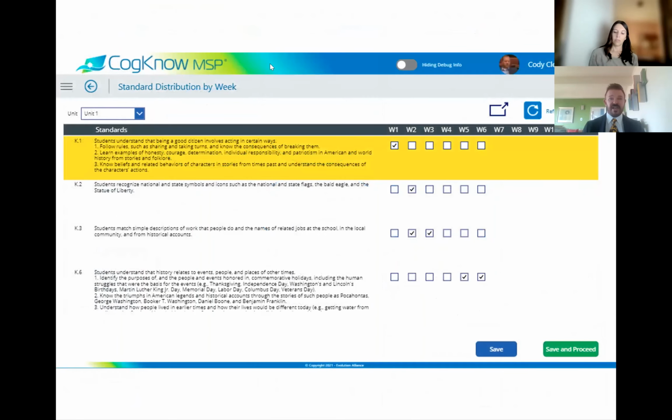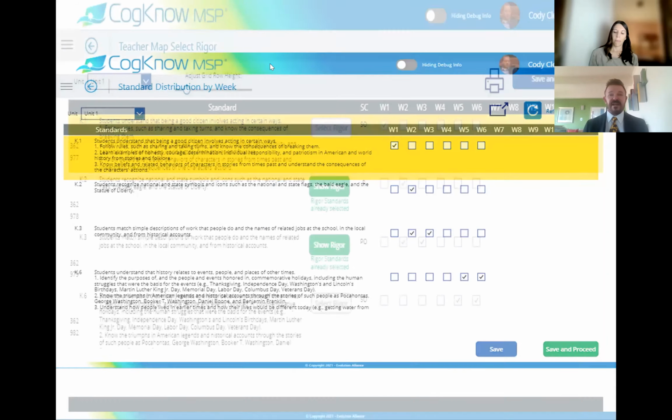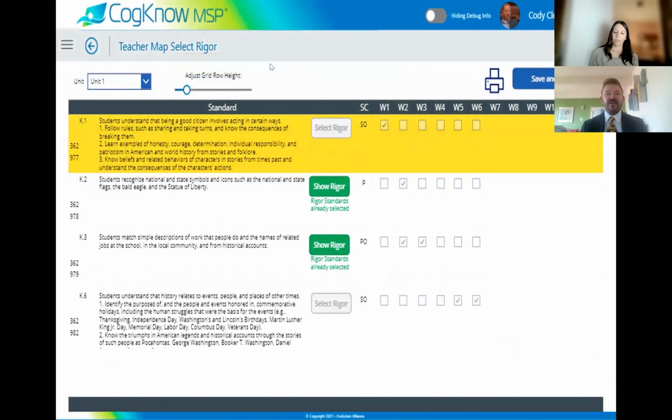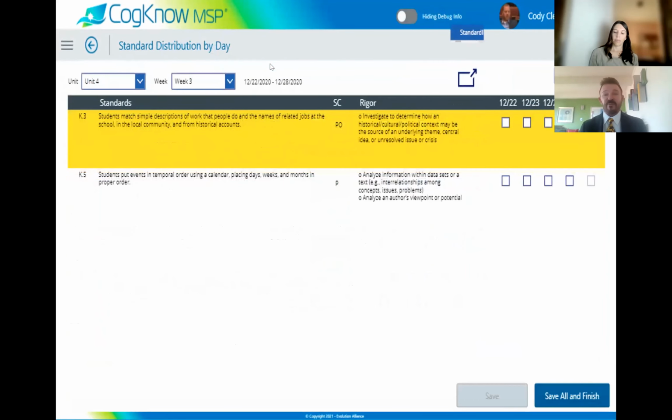So what the tool does is it says, let's take it first at the weekly level. You've got your prioritized standards. What weeks do you want to back map the level of rigor? And then it moves from how do we look at our priority standards and the ones that we want to back map so that we take it from the weekly level to the daily level.